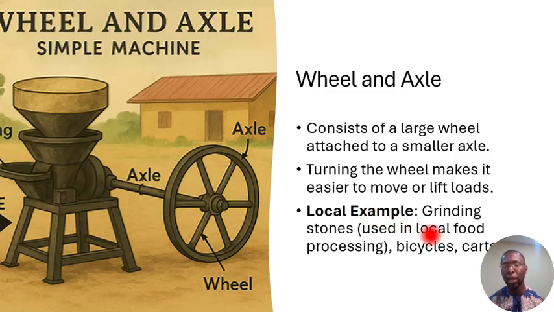We can also find the wheel and axle in our bicycle. In our bicycle, as you are pressing the pedal, the wheel begins to turn, and it makes the tire move forward or backward based on the direction of the force applied. So it's another simple machine that we have.